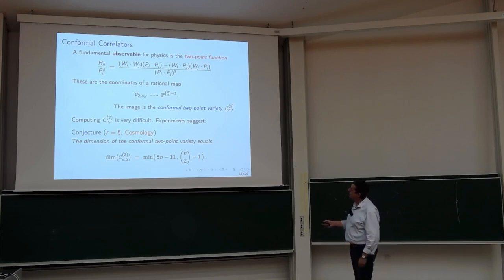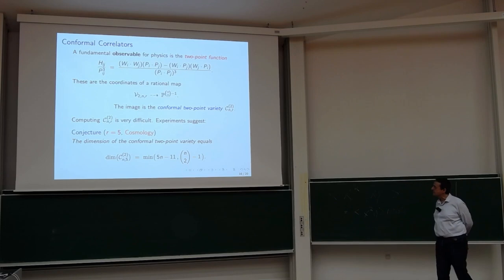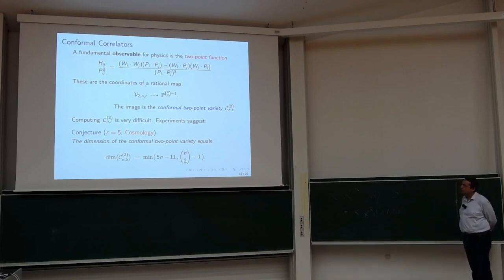We do have a conjecture about the dimension. So we believe that the conformal 2-point variety has dimension 5n minus 11, unless it fills the space. But we can only prove this up to, I think, n equals 30 or something. We can't do this in general.